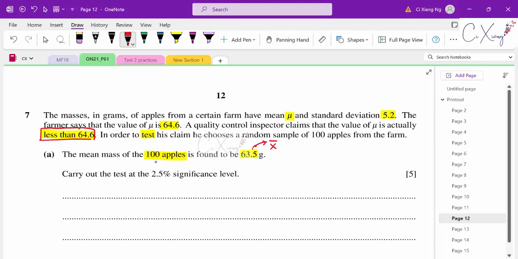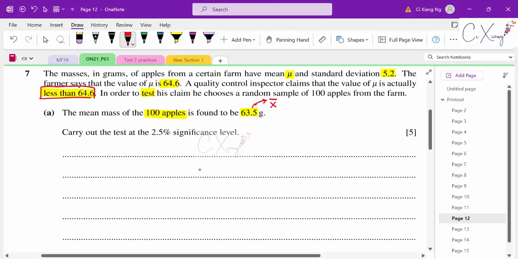When you have a large sample size, regardless of the distribution of the population, according to the central limit theorem, the sample mean should be approximately normal. So now let's start the test.